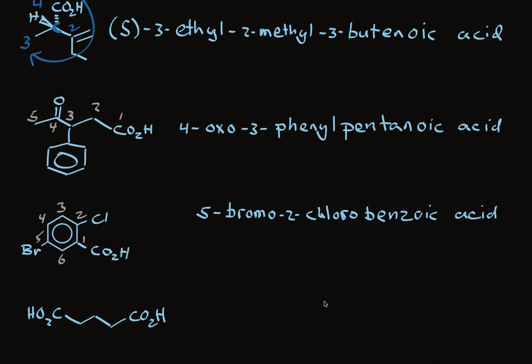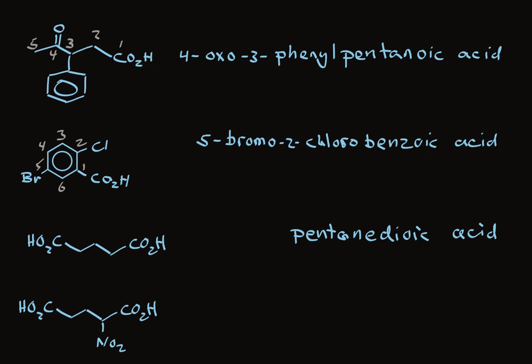Dicarboxylic acids are named by first writing the root name of the longest chain. We have 5 carbons here, so this is pentane. With monocarboxylic acid, we would drop the E, but with dicarboxylic acids, we'll leave the E and indicate there's 2 carboxylic acid groups by saying dioic acid. And if this compound had a substituent, we would number the chain from the end that's closest to the substituent, put the substituent name out in front. 2-nitropentanedioic acid.